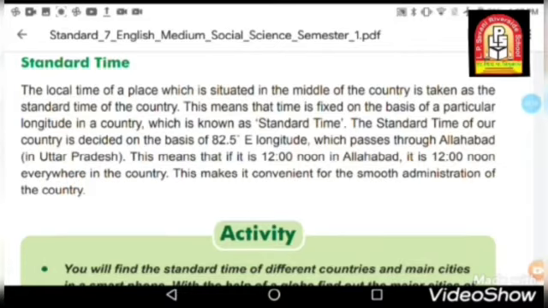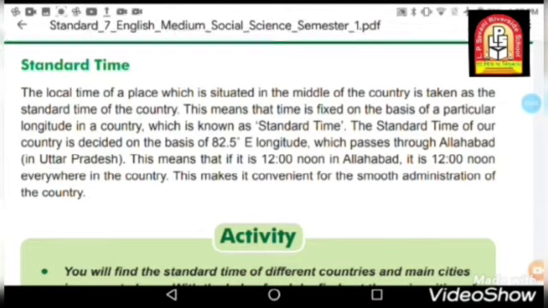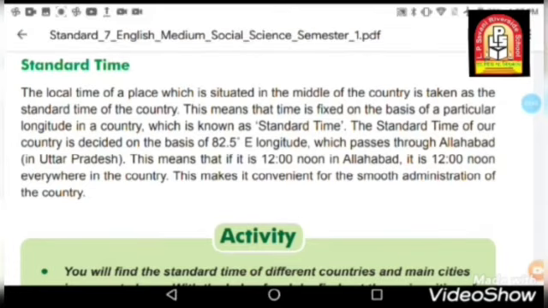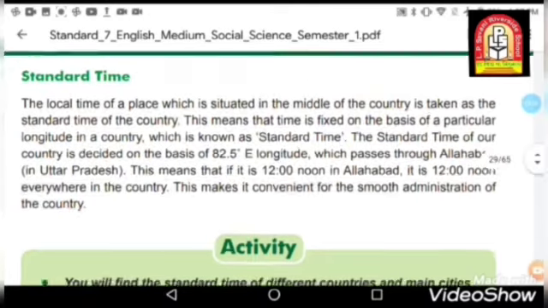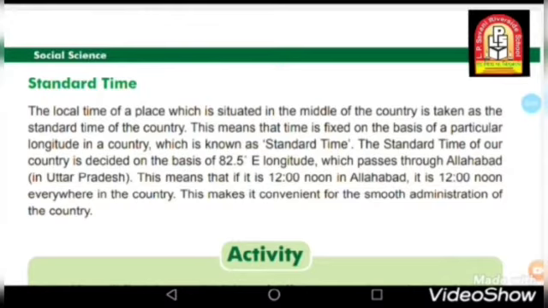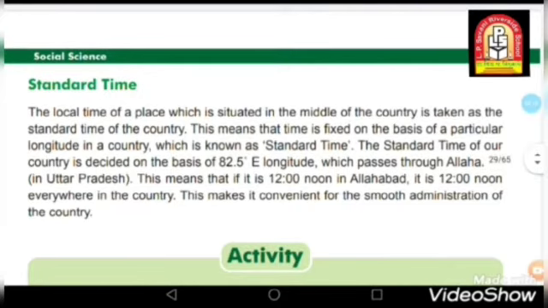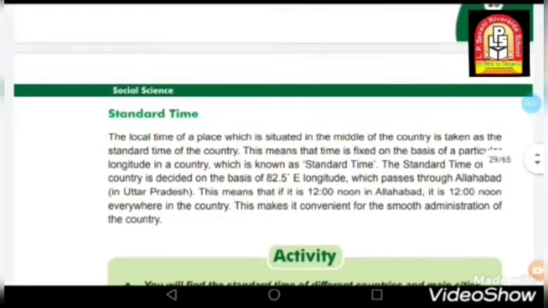The standard time of our country is decided on the basis of 82 degree 5 minutes east longitude, which passes through Allahabad. So basically our time is based on this longitude. This is our standard time, and this line passes through Allahabad. This means that if it is 12 noon in Allahabad, it is 12 noon everywhere in the country. This makes it convenient for the smooth administration of the country.